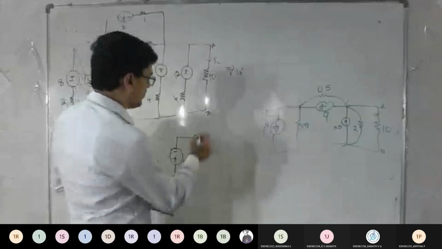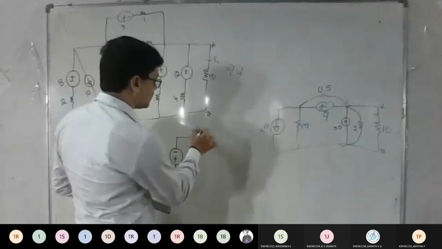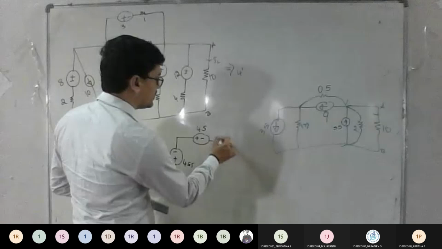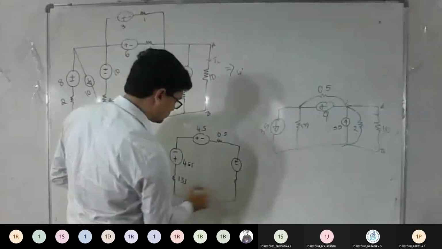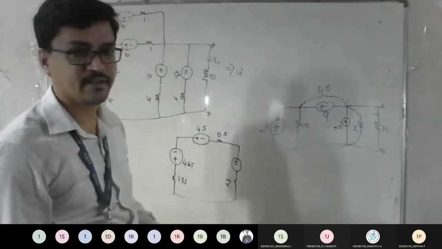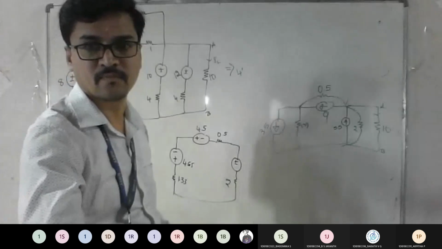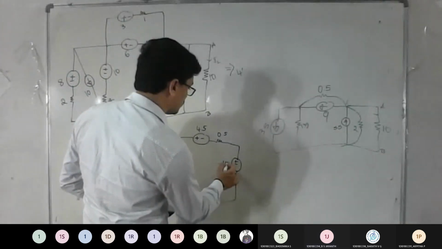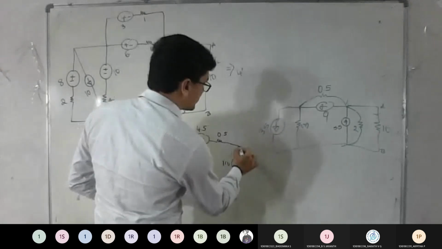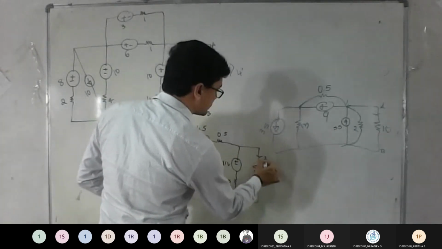Okay. So this is also 4.5. For this 0.5, I'm going to connect. How much is that? 5.5 into 2? 11 volt. So the last one left out is the load. I'm going to place that load as it is.